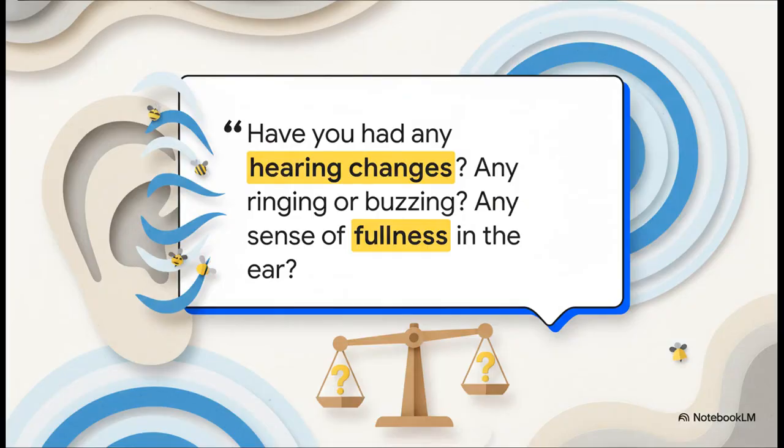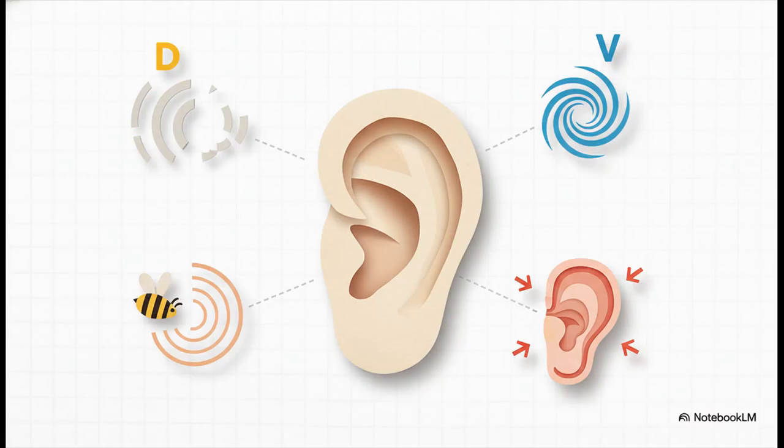And when you get to other symptoms, these are the money questions. You're asking about hearing changes, ringing in the ears, and that feeling of fullness. These questions point directly to Meniere's. Which brings us to a really handy mnemonic, DVTF. Think of it as your quick checklist. If the patient is ticking off deafness, vertigo, tinnitus, and fullness, well, your suspicion for Meniere's should be shooting way up.